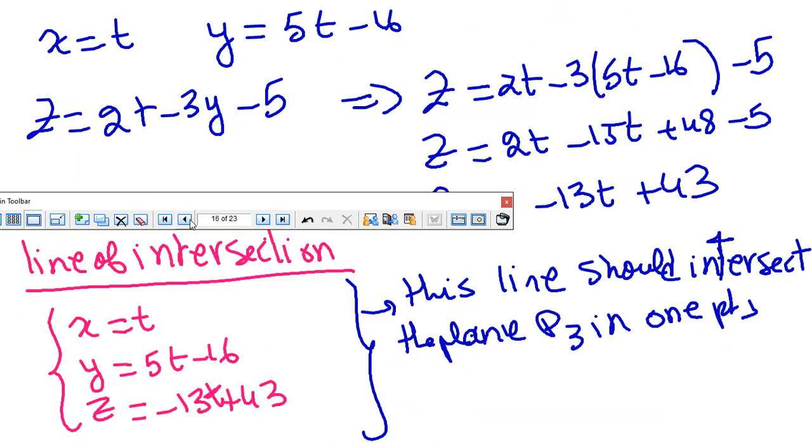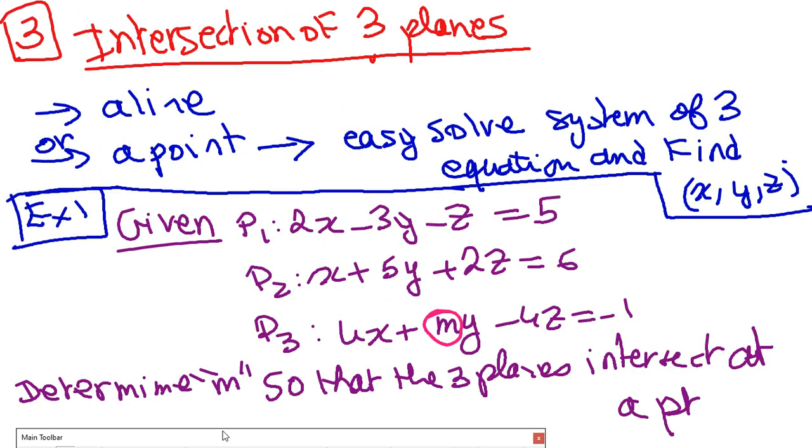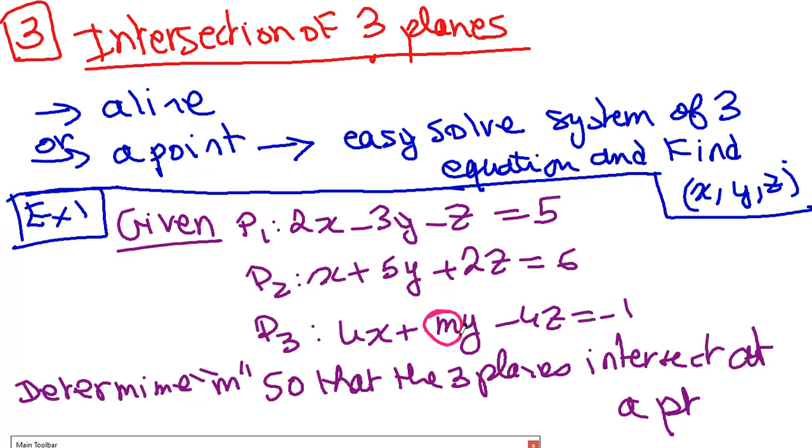So I will repeat again. When I have three planes and I want to find a value for which those three planes intersect at a point, you take the first two planes, those meet at a line.